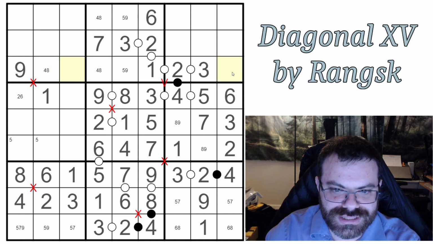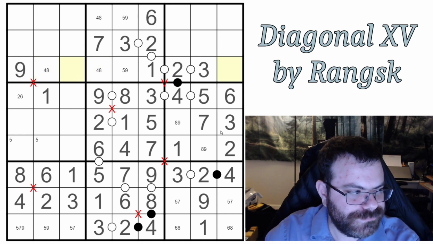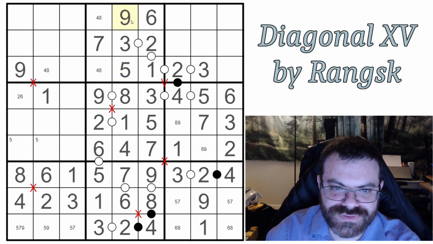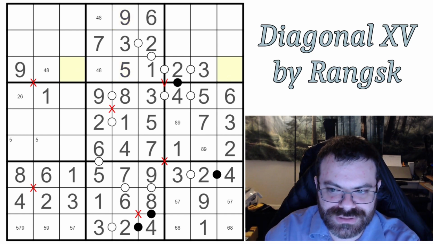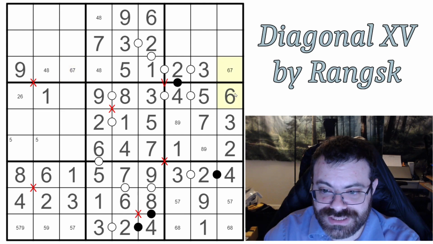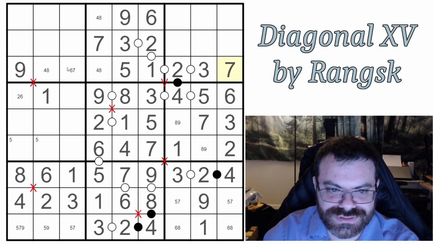So what can these other cells be? Oh, sorry, and then this is a 5, right? 5, 9. So these other 2 cells are going to be 6 and 7. But this sees the 6. So 7, 6.